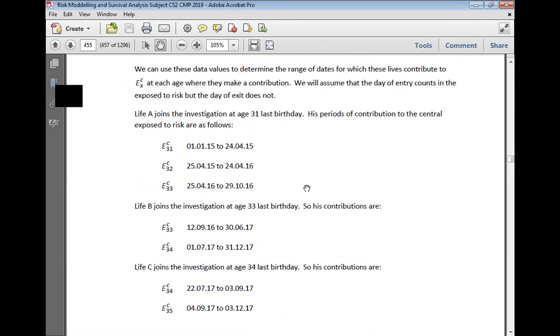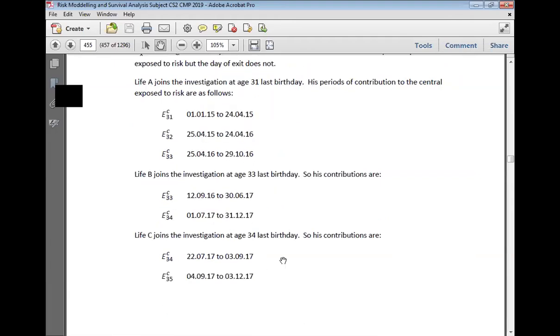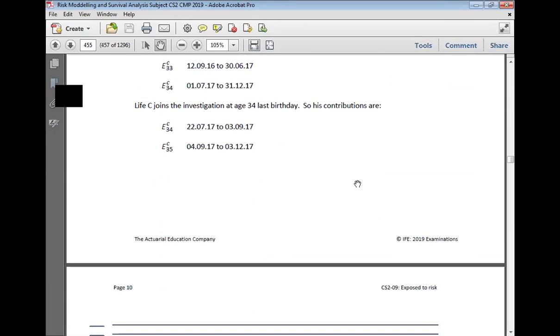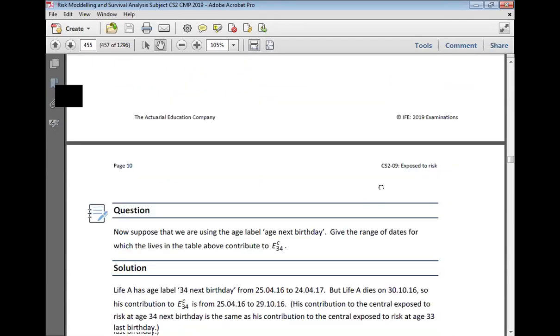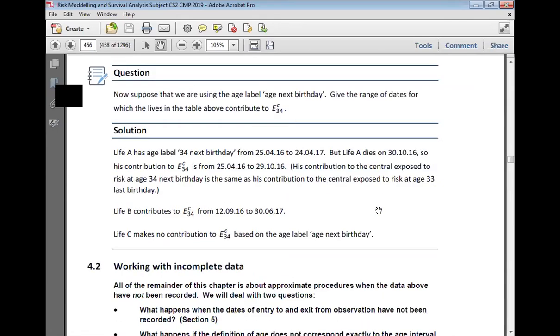And if you see, up until the end of the observation period, life B has contributed to age 33 and age 34 of the exposed to risk for, let's say, age X last birthday. And you will do a similar thing for the C guy, for times whenever you see that particular guy being in the observation period.